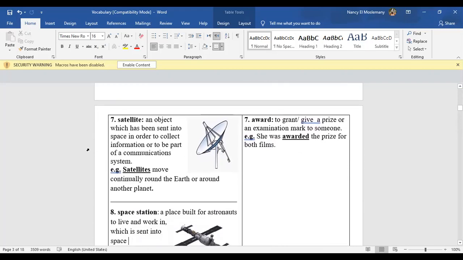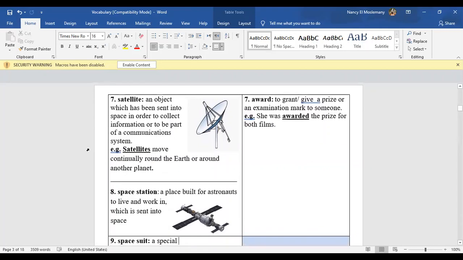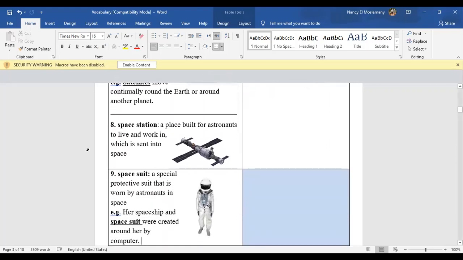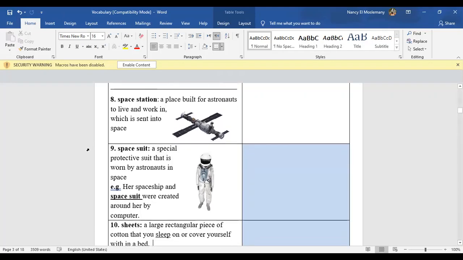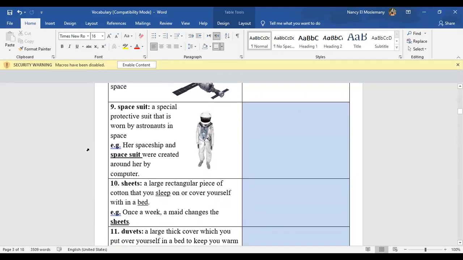Number 7, we have the word satellite. It's an object which has been sent into space to collect information and to communicate. Actually, we use it for communication system. Number 8, we have the space station. This is the place built for astronauts to live there. And we saw a video about an astronaut in a space station in the previous video, and he told us how he sleeps there and how he spends his day. And of course, their uniform there is a space suit. This is a special protective suit that is worn by astronauts.